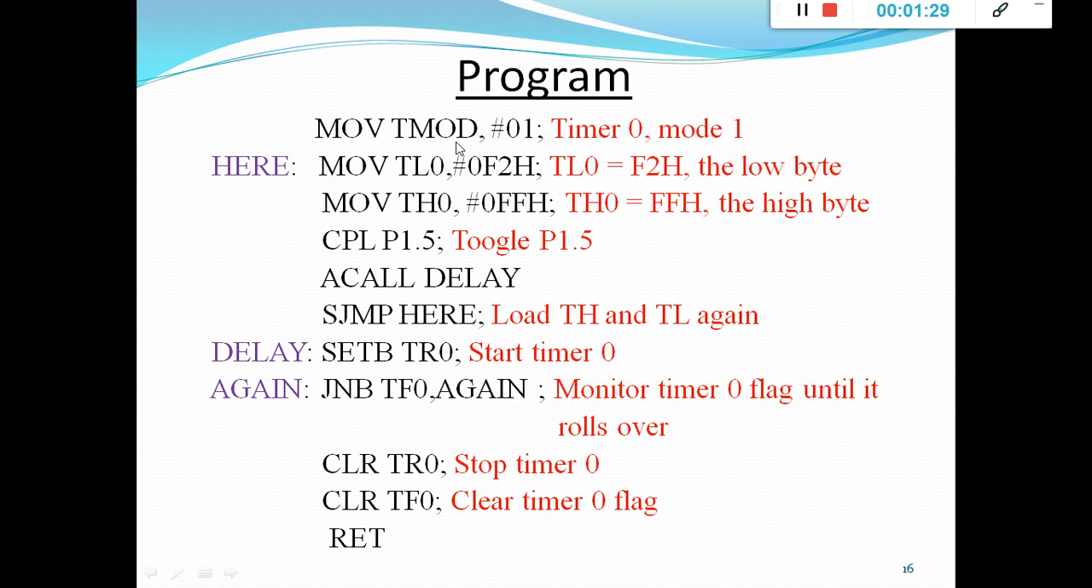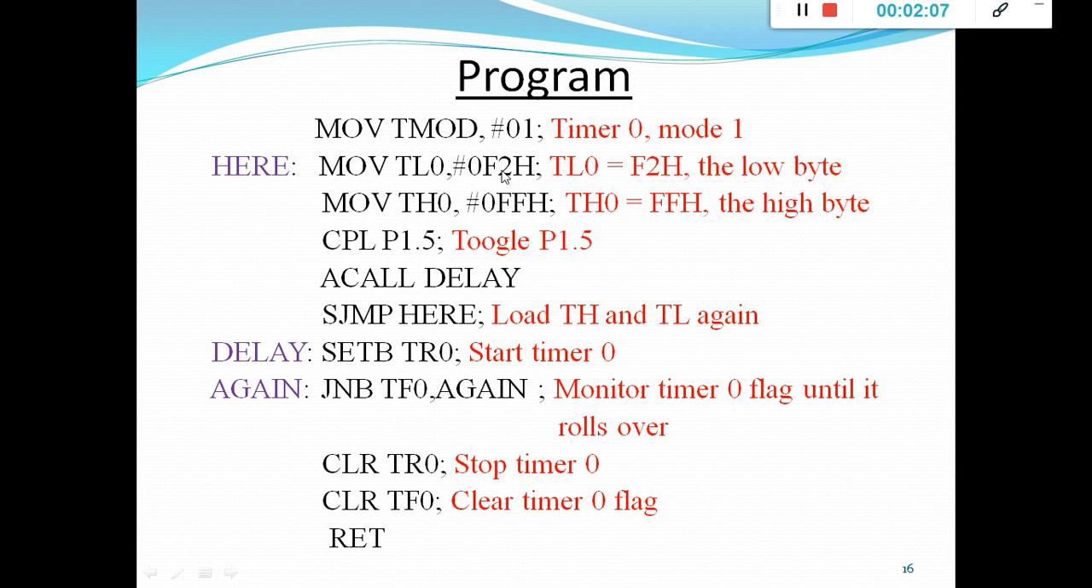After selecting timer 0 and mode 1, you have to put the initial count in timer 0. Here the initial count will be 16 bit. You have to divide it into 2 bytes, and those 2 bytes have to be loaded in TL0 and TH0. TL is the timer low byte of timer 0, and TH is the timer high byte of timer 0. So how to load the 16-bit initial count? You can take it in the range of 0000 to FFFF. The maximum value in the register is FFFF.